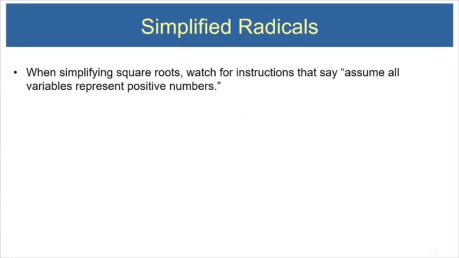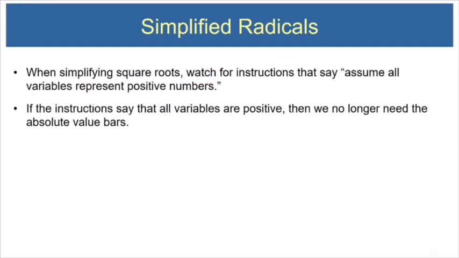Now, if we could know in advance that all the variables represent positive numbers only, then we wouldn't even have to worry about the absolute value bars, because there would never be a danger of getting a negative result. So, when you're simplifying square roots, watch out for instructions that say assume all variables represent positive numbers. If the instructions say that, then we no longer have to worry about the absolute value bars. So whenever you read these instructions, just know that they're trying to say, hey, don't even worry about absolute value bars for this problem.